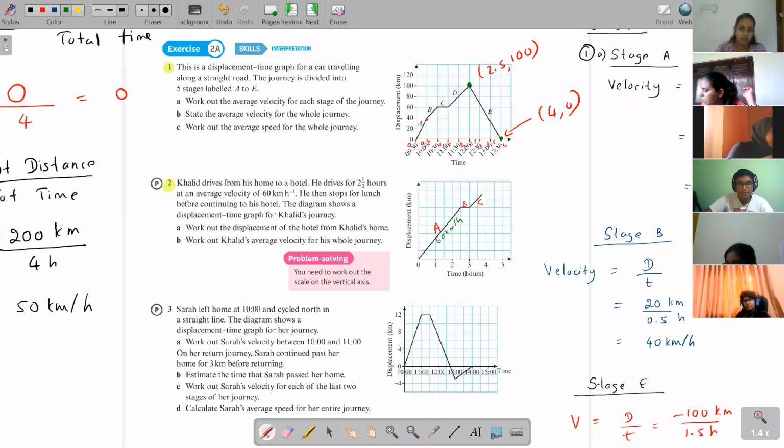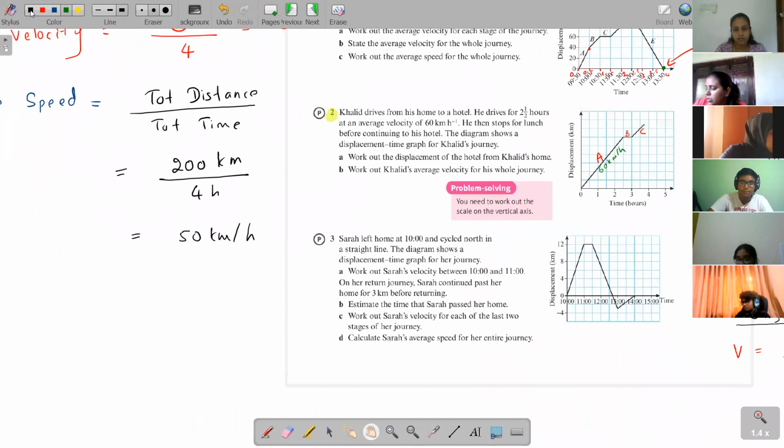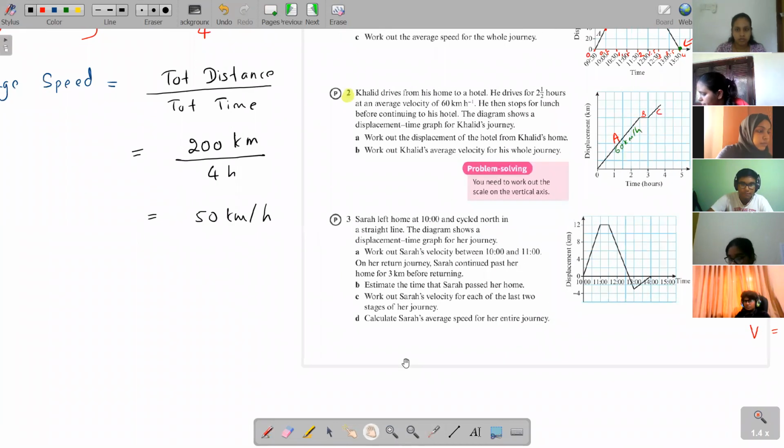Now we don't have any problem with the negative side, right? In the earlier graph, we had the place where we were coming back, so we had negative displacement. But in this graph, you can see it's all going forward only. We don't have any negative displacement. Therefore, what you can do here is question number 2.